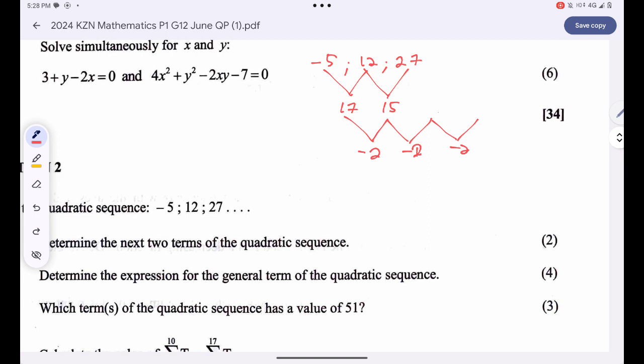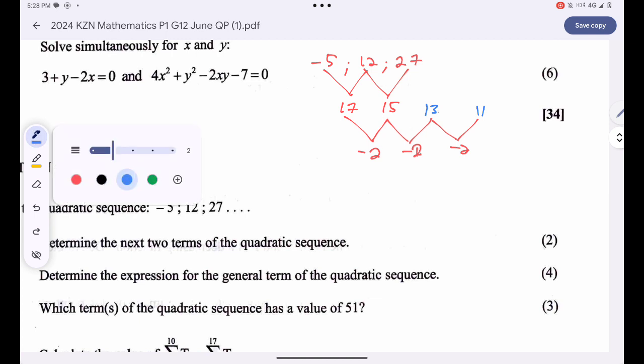Are you together? Okay, so for me to find the next terms of the first difference, I just need to add the second difference. Now, look at this. 17 plus negative 2, I'll simply get 15. 15 plus negative 2, this will give us 13. 13 plus negative 2, this will give us 11.